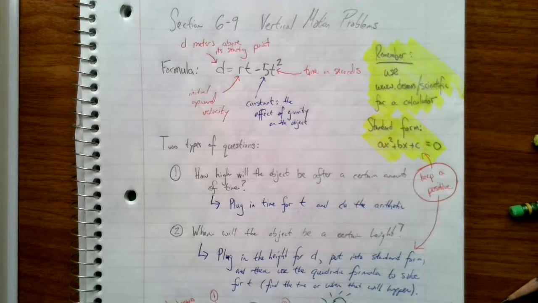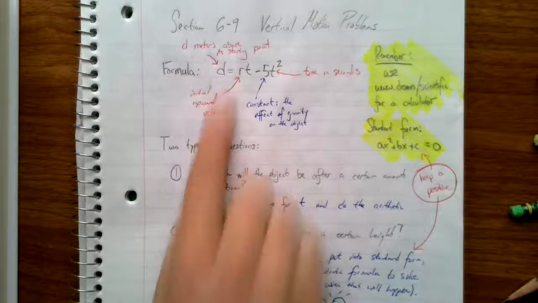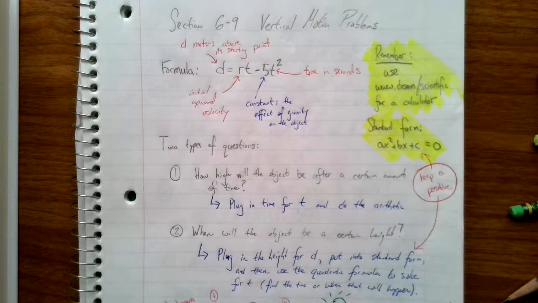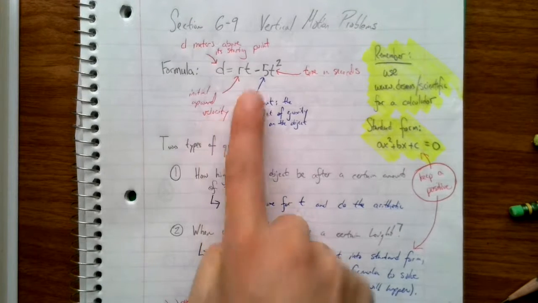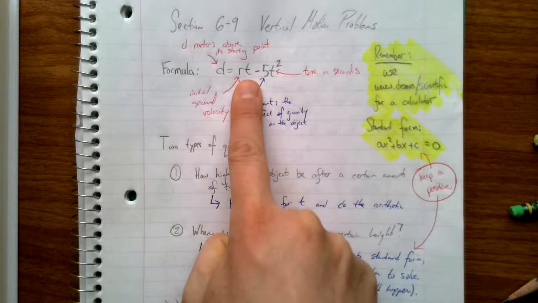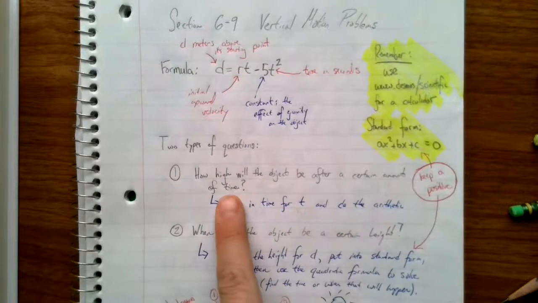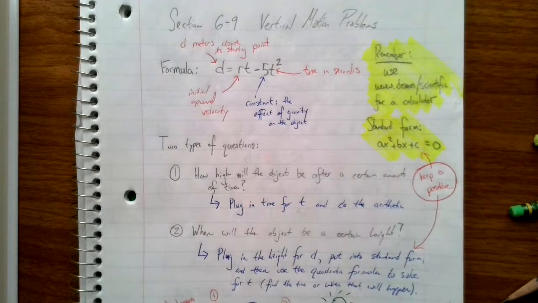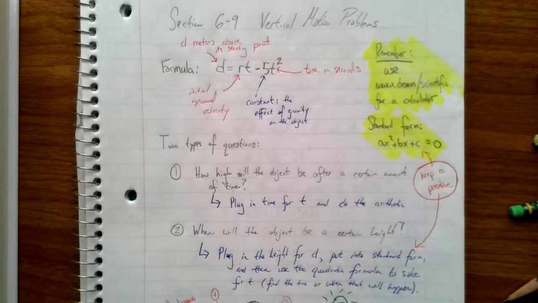If you'll recall from the first installment of the lesson, we were introduced to this formula, which is d equals rt minus 5t squared. This formula can tell us how high an object is based on a certain initial upward velocity and a certain amount of time t. That addresses this first question: if we want to know how high something is after a certain amount of time, we can plug that value in for t to figure out how high the object will be.